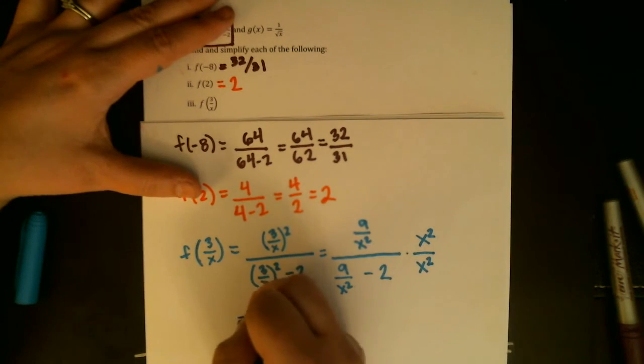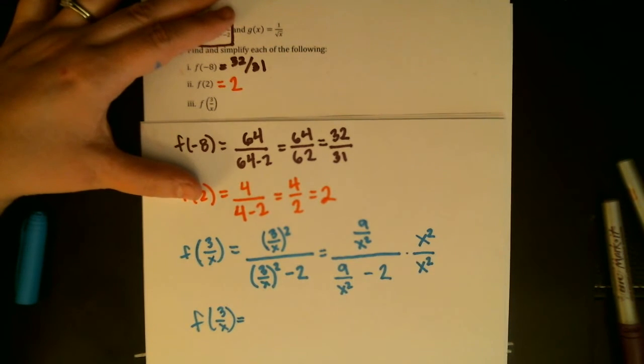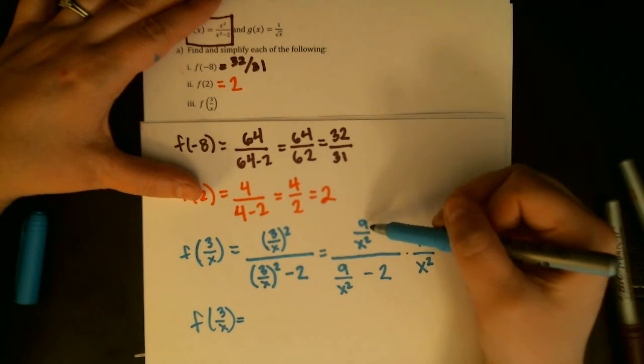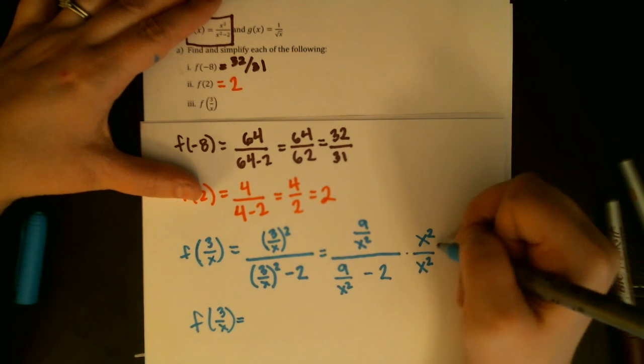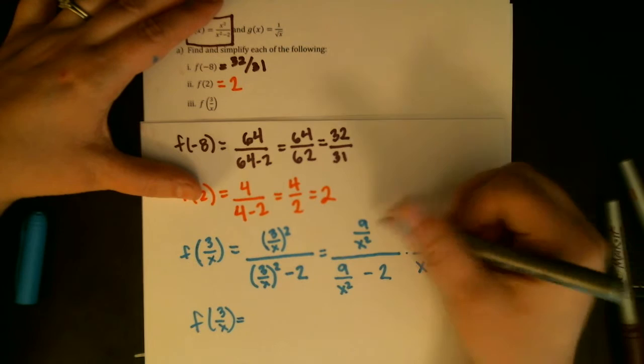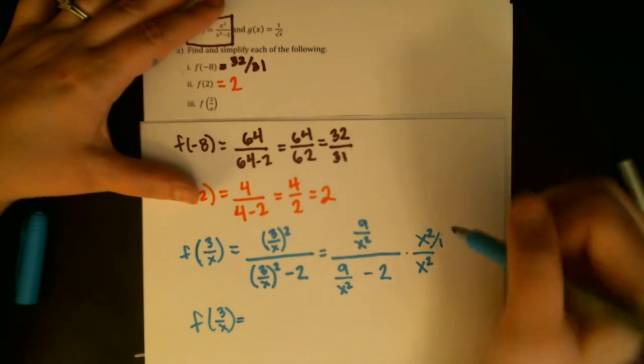What will happen here is on the top, we get 9 over x squared times x squared. If it helps, you can think about this as an x squared over 1. So the x squareds are going to cancel. 9x squared over x squared is equal to 9.